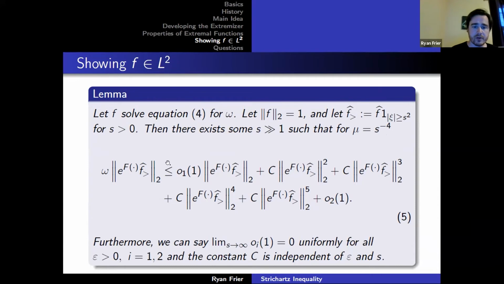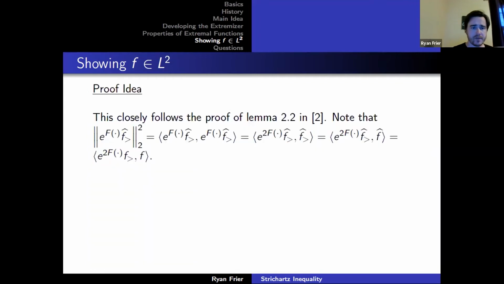Now, something that's important to note is that this term goes to 0 uniformly, as does this term, and all of my other constants independent of epsilon and s. All right. So here's the outline of the proof. This follows the two-dimensional proof pretty closely. But basically what we do is we write this out as an inner product, we move stuff over, and we end up getting this representation down here.